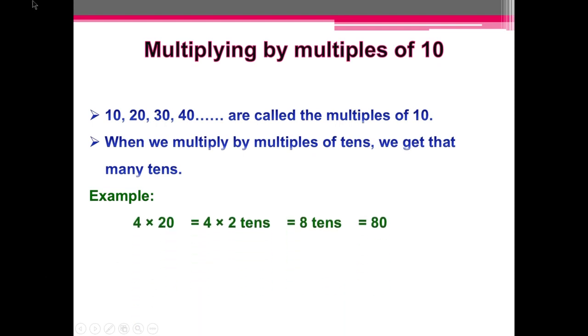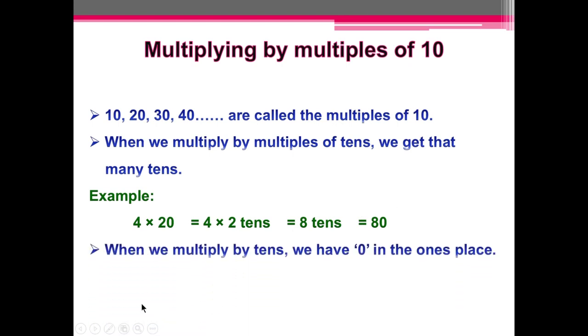Yes. As you can see, 4 multiplied by 20 is equal to 4 multiplied by 2 tens is equal to 8 tens. That is equal to 80. We got that many tens, right? Well, when we multiply by tens, we have 0 in the ones place. As you can see, we have 0 at ones place over here. Very good.